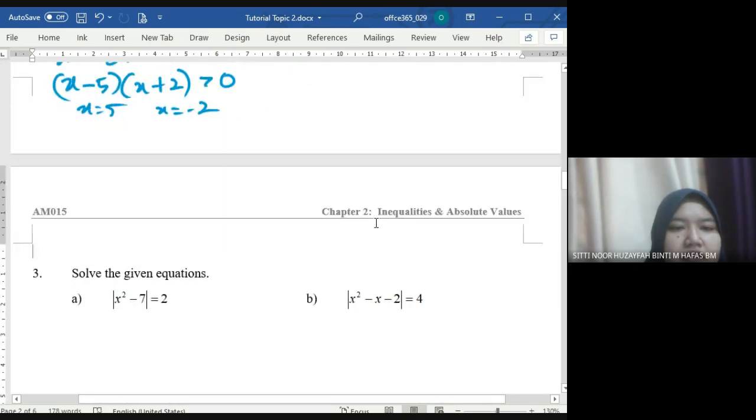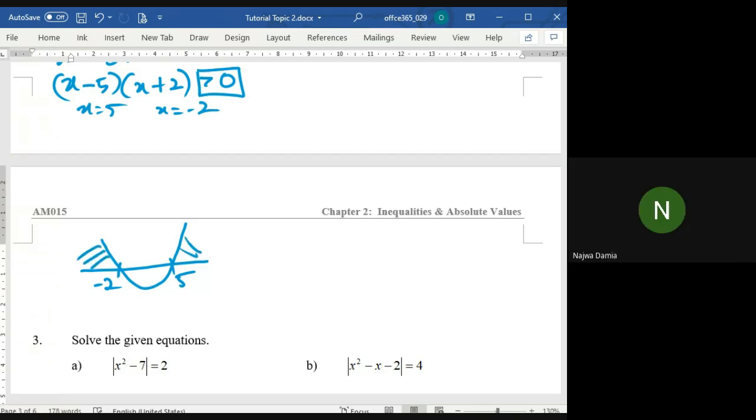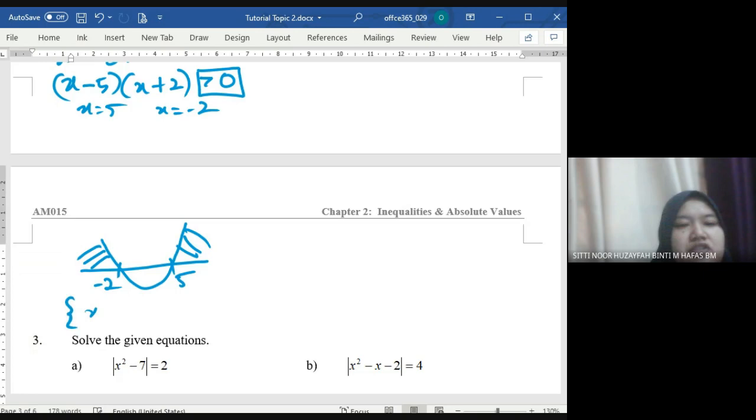Hilang dah. Kita kena lukiskan kita punya graf kuadratik. Smart sebab x kuasa 2 positif. So kita ada negatif 2, 5, negatif 2 kecil. So negatif 2 belah kiri, 5 belah kanan. Sekarang kita nak yang more than 0, maksud dia atas. Good. So jawapan dia a set of x such that x is less than negative 2 or x is more than 5. Okay. Itu yang belah kiri.